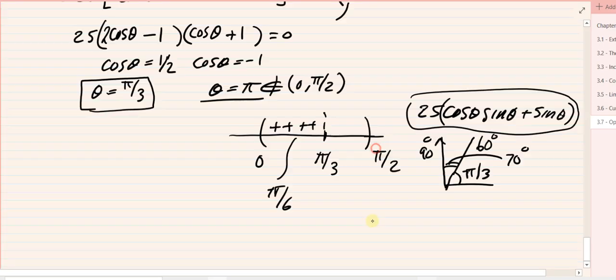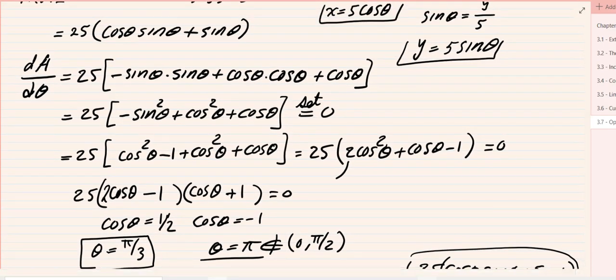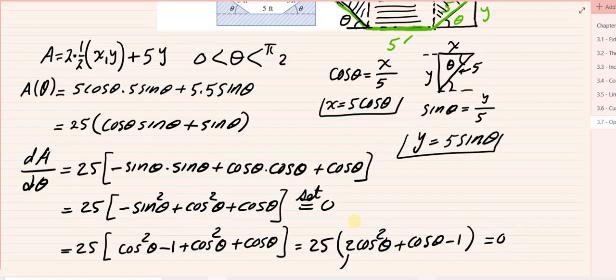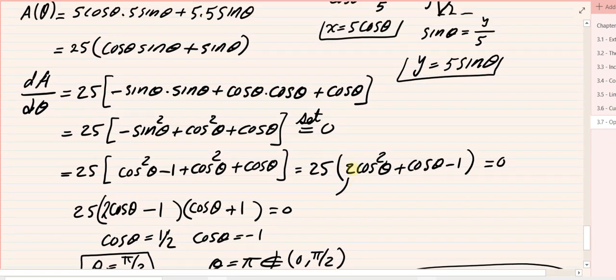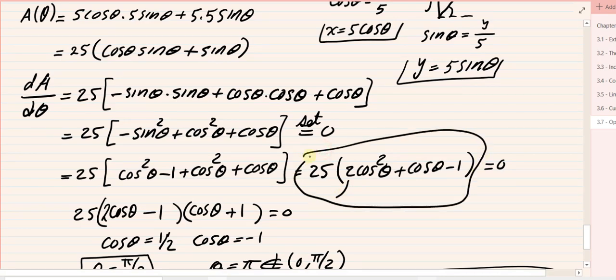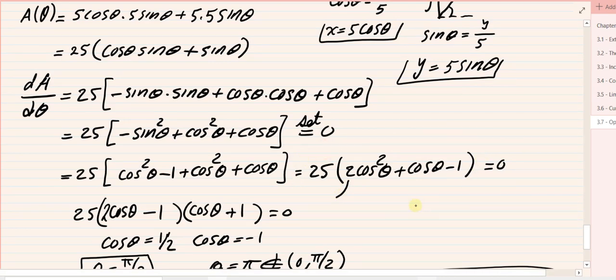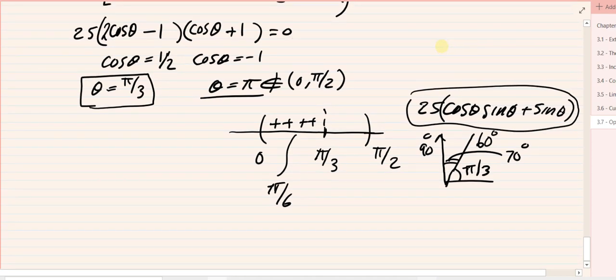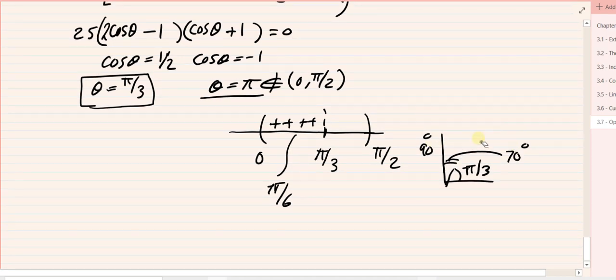Actually, let me go back here. The derivative, this was the area. The derivative is actually, this is our derivative when I simplified it. That's what I need to plug into, right? Okay, so let me go back here. Sorry about that.